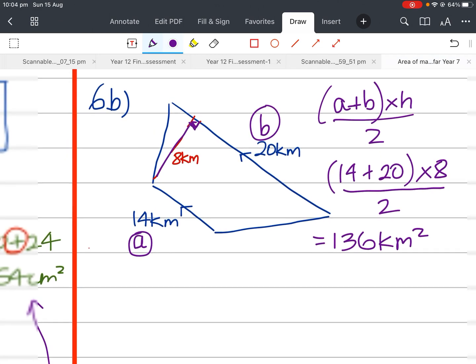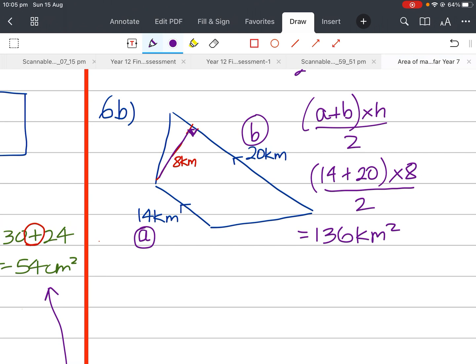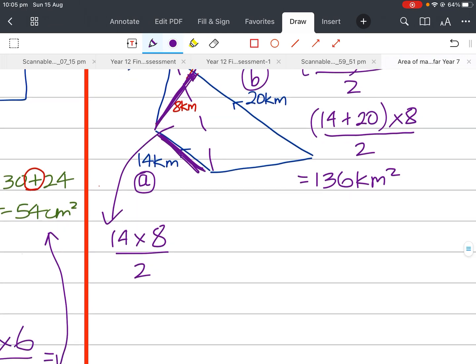Now if you don't like that formula, let's do it with the two triangles. What I'm going to do is from one corner to the other, it really doesn't matter which way you go, I'm going to make it into two triangles. So this triangle here, this is my base, and this is my height. So I'm going to go base 14 times height of 8 over 2. On my calculator, 14 times 8 divided by 2 gives me 56.